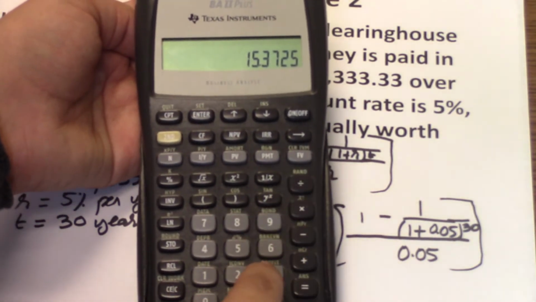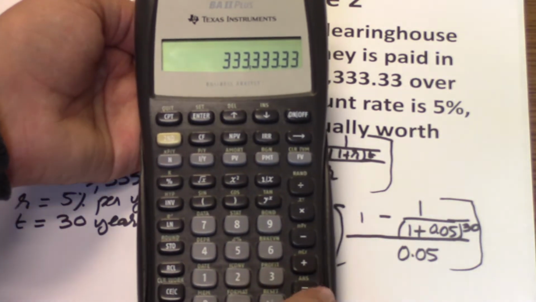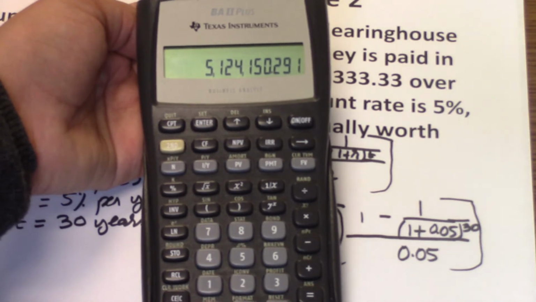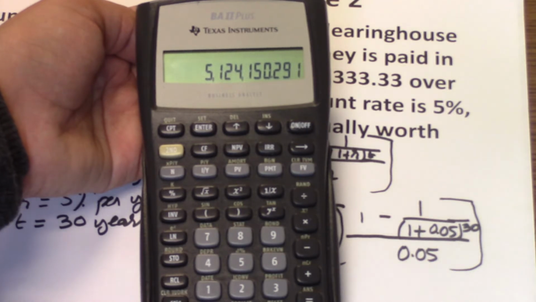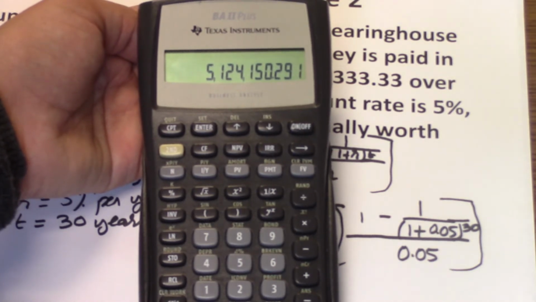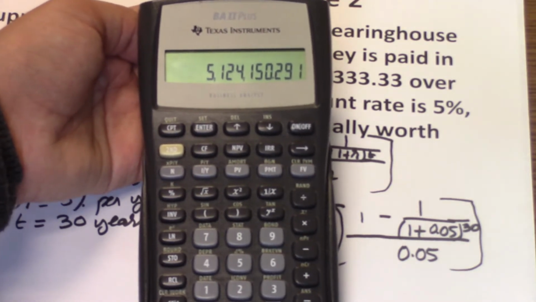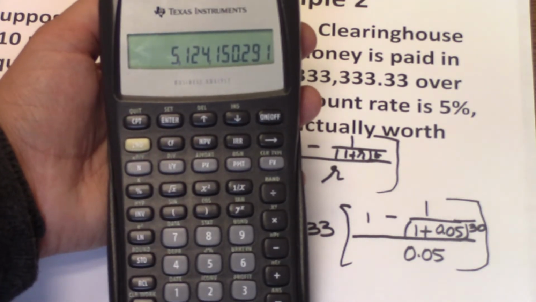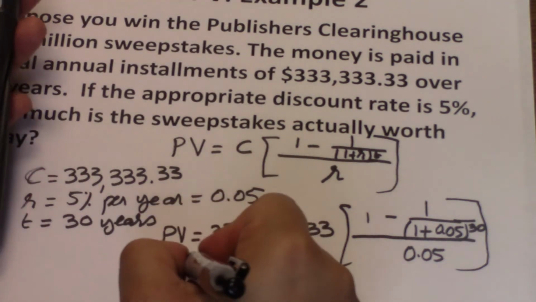So now we can just multiply by $333,333.33. And this gives us a present value of $5,124,150.29. So this is how much this annuity is worth to us today. So it's not really 10 million, it's about 5 million. Still, it's free money, so it's great, but the accurate value of this prize is actually a little over 5 million. So here we write PV equals $5,124,150.29.